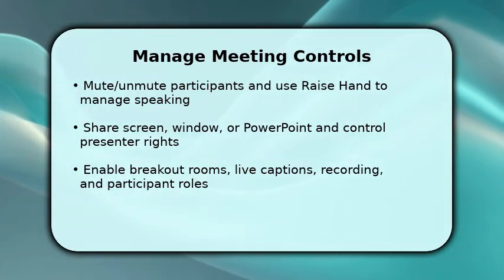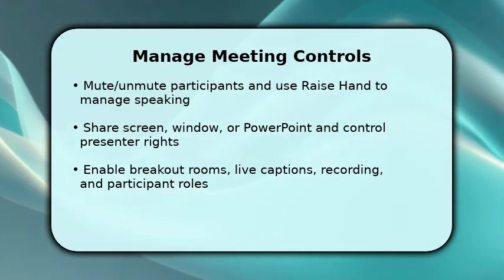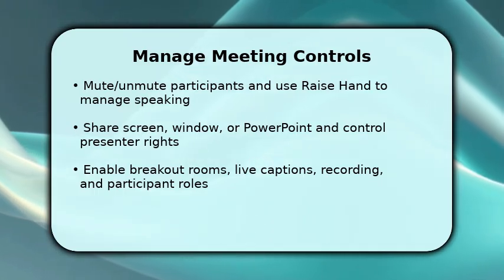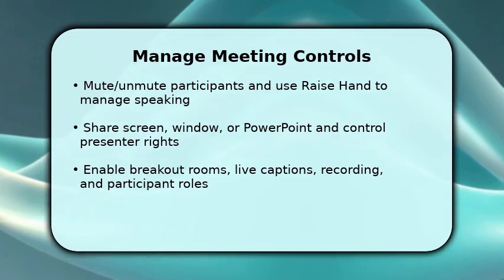Once the core session runs, launch breakout rooms for focused work and enable live captions for accessibility. Also start recording if you need a record. Make sure attendees are informed. These controls let you run a smooth, inclusive meeting.